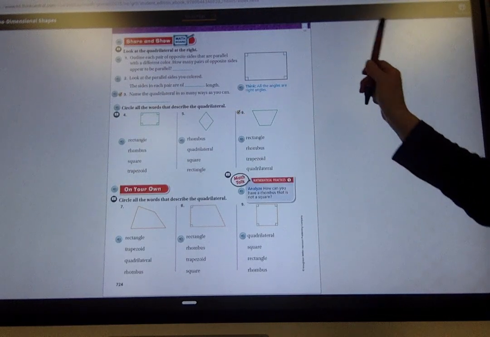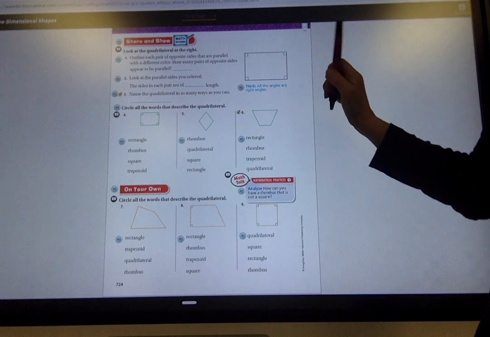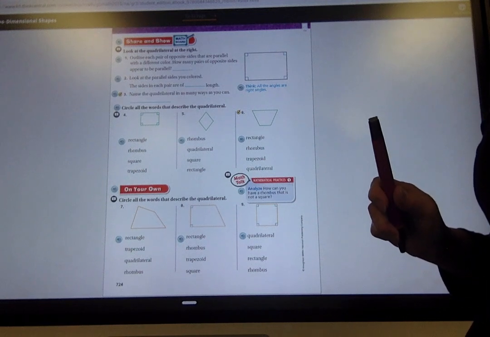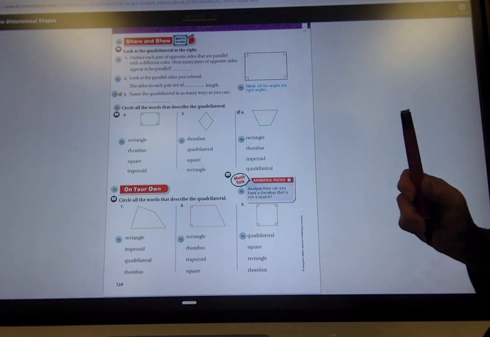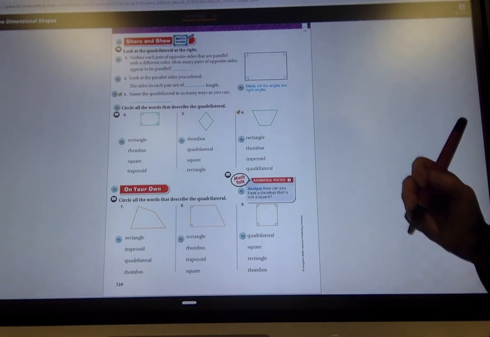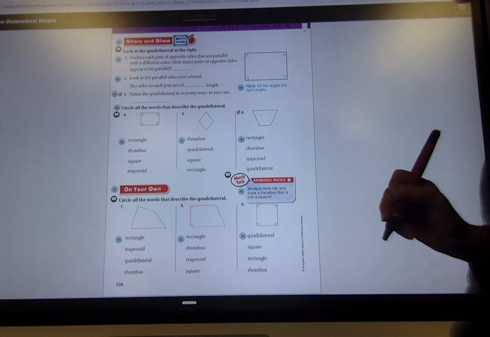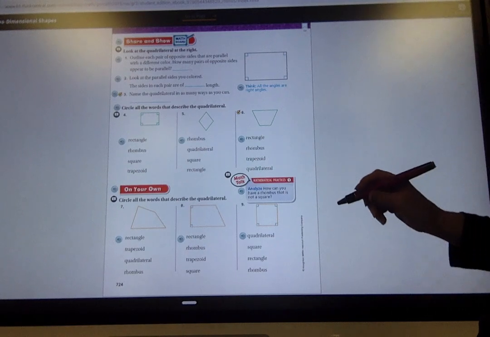Look at the quadrilateral at the right. This is a quadrilateral. It's also a rectangle. I wonder if it has any other names. One that we haven't learned, a parallelogram. There's another name, but we'll get to that another time.